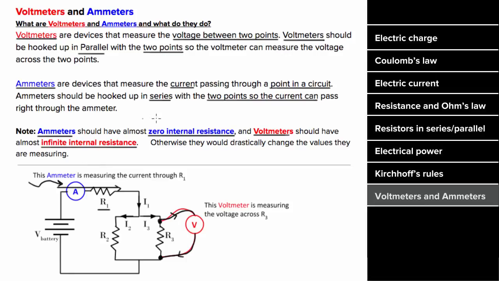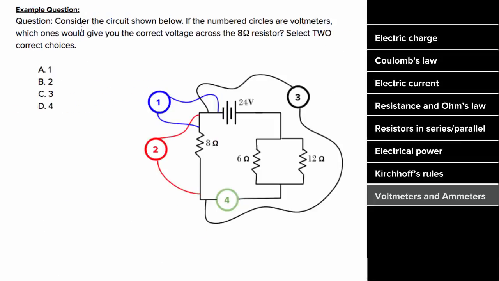In reality, ammeters have a very small but non-zero internal resistance, and voltmeters have a very high but not infinite internal resistance. So what would an example problem involving voltmeters and ammeters look like? Let's say we had the circuit shown below, and these numbered circles represent possible places we could stick a voltmeter to measure the voltage across the 8 ohm resistor. Which two of these voltmeters would correctly give the voltage across the 8 ohm resistor?